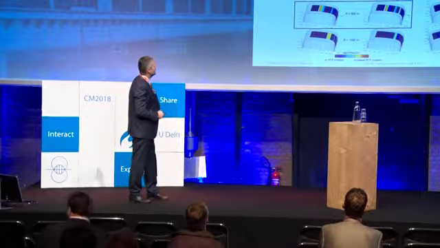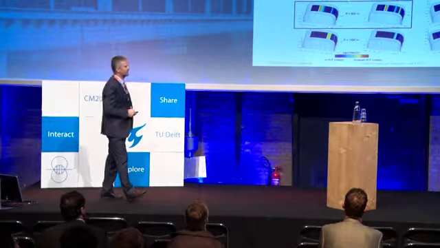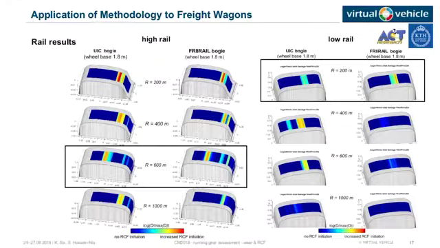The nice thing about this methodology is that you can plot the results over the rail surfaces: high rail, low rail, UIC bogie, freight wheel bogie. The boxes show where the freight wheel bogie shows slightly higher damage values compared to the UIC bogie. And you also see the distribution of the damage and so on.